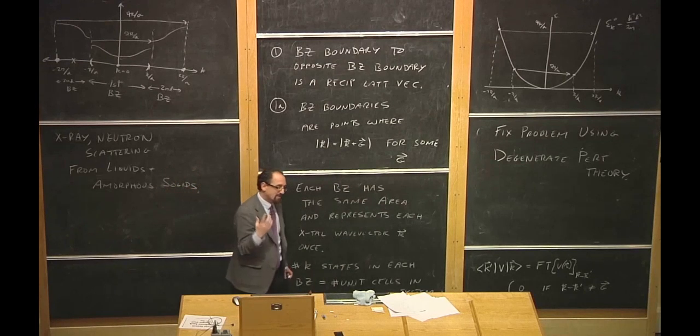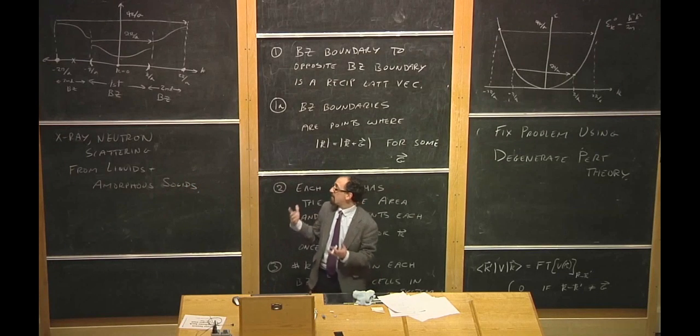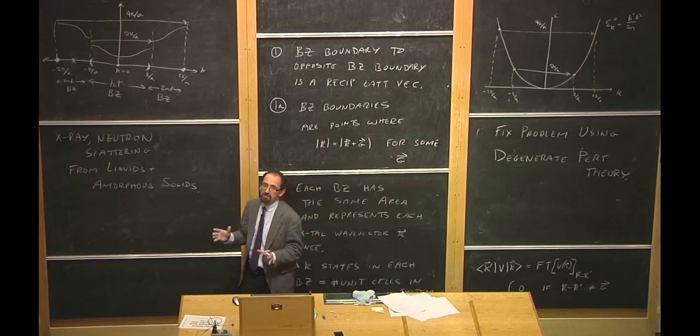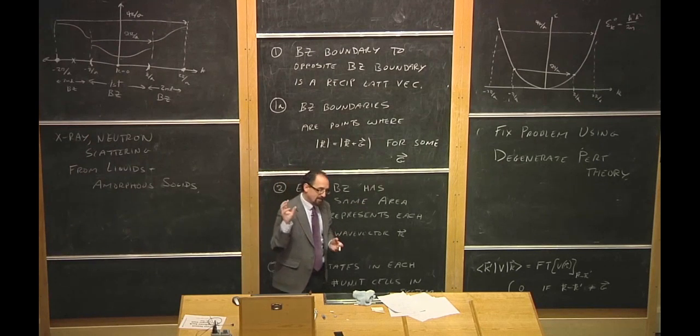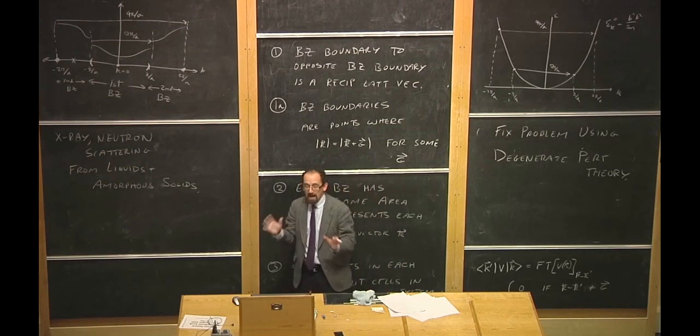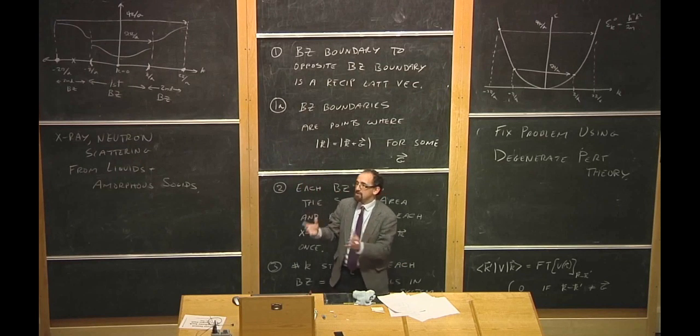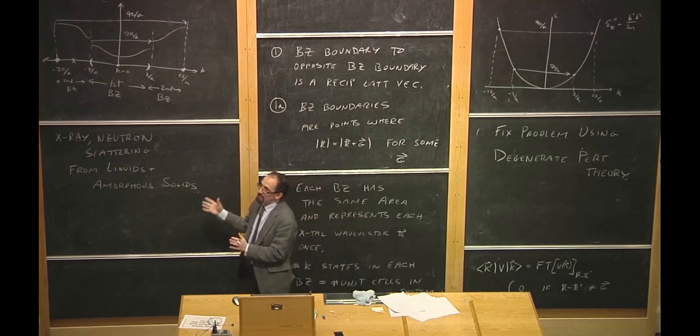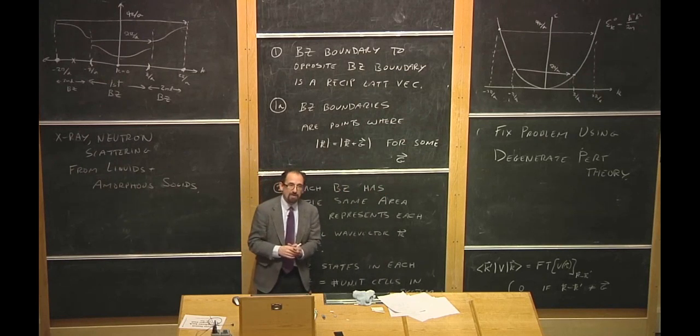If you think way back to when we did Fermi's Golden Rule, the scattering amplitude is still the Fourier transform of the potential, but it's not a periodic potential. It's a Fourier transform of the non-periodic potential. But does that mean there's no information in it? No, there's still information in it. It's just that you don't get sharp peaks anymore.